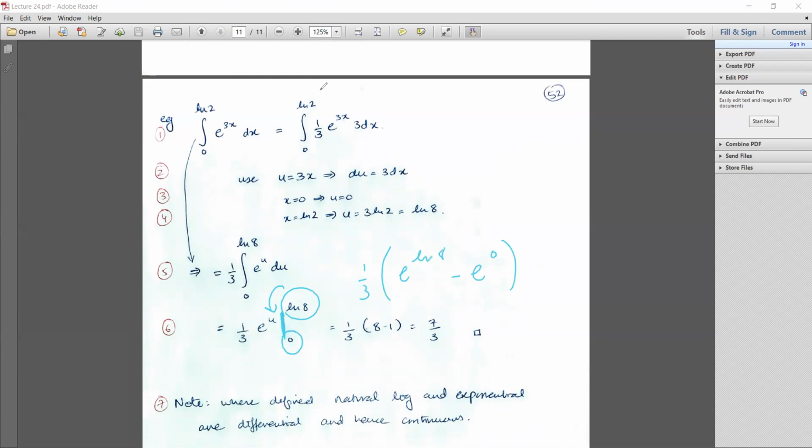What's e to the power ln 8? Remember, the exponential function and logarithmic function are inverses of one another. So e to the ln x is just x. So e to the ln 8 is just 8, and e to the 0 is 1. So you get 7/3. All right. Any questions?